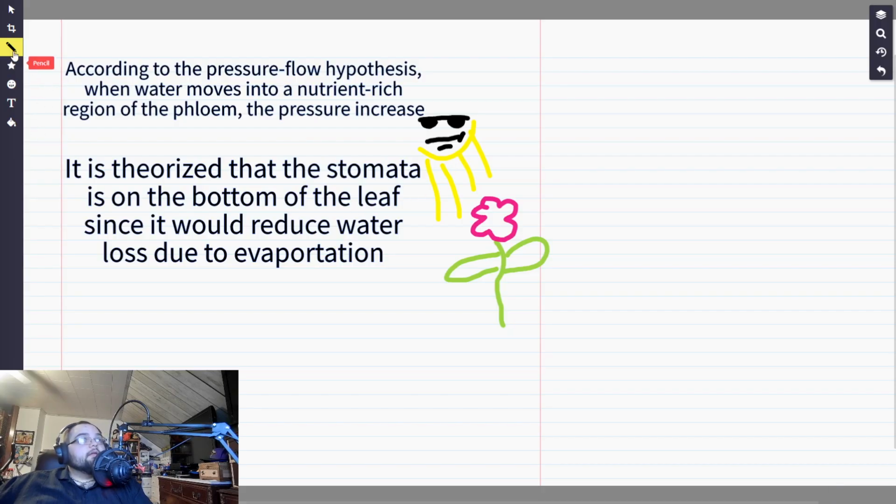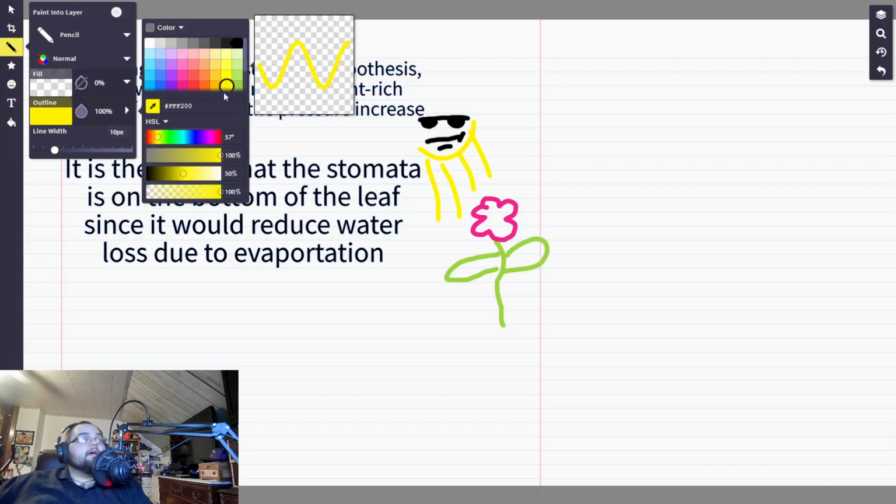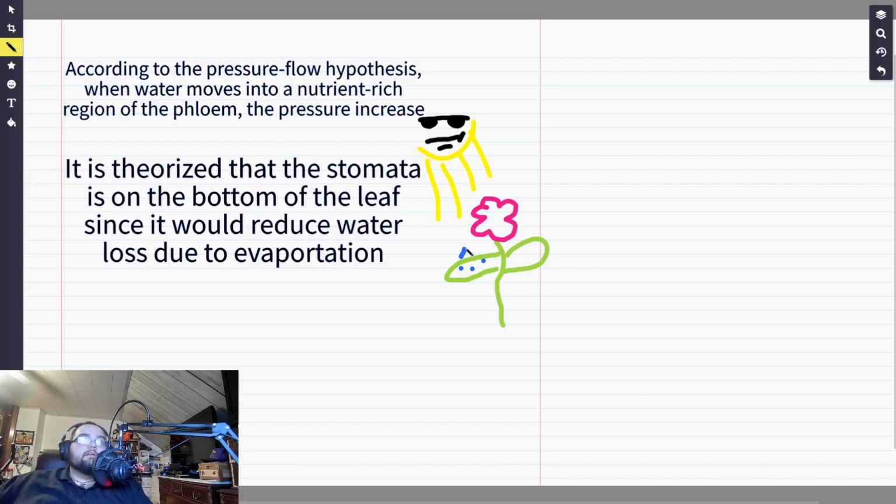So, as the sun continues to beat down, if the stomata was on the top of the leaf, then the water would start to evaporate, as water tends to do in heat. Even if it's not directly exposed, the stomata's openings would allow the heat to go in. But if the stomata is on the bottom of the leaf, then the leaf protects the stomata from getting that direct contact from the sun, which means that it can breathe easy without letting the water evaporate.